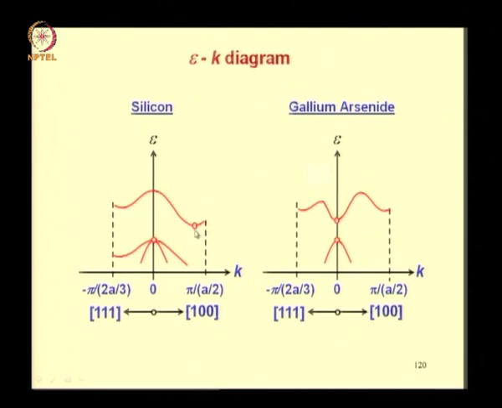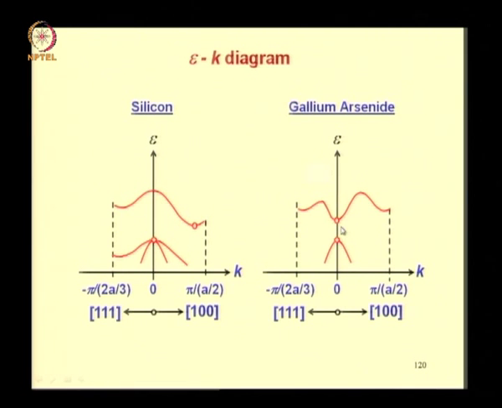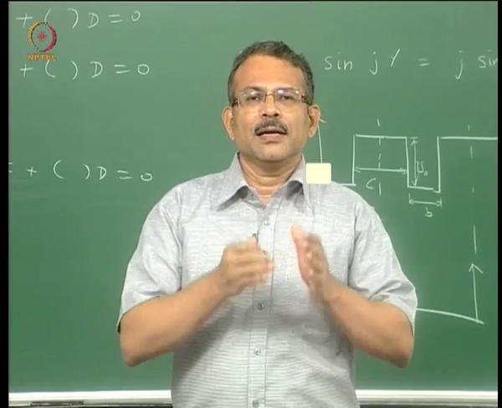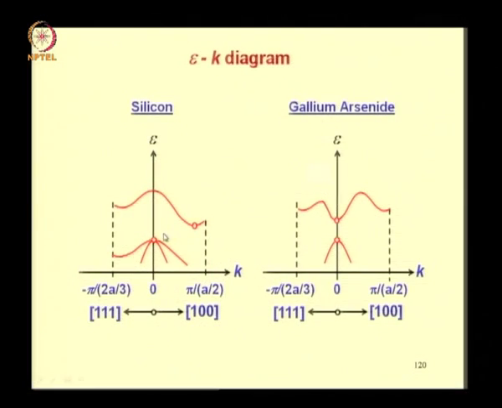Now this difference in the Ek diagrams is the reason why gallium arsenide is called a direct band gap semiconductor and silicon is called an indirect band gap semiconductor, okay. So more about this later. The reason it is called direct is that a vertical transition can be made, an electron can make a vertical transition down from conduction to valence band without changing its momentum, right.